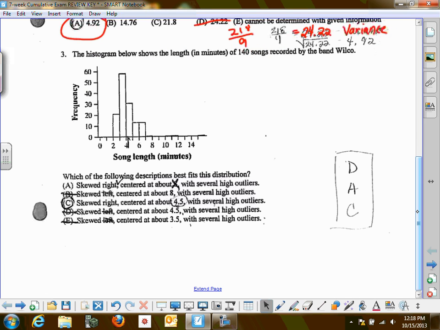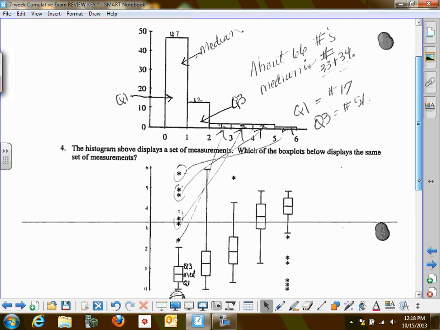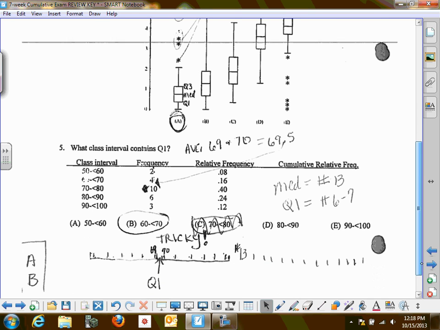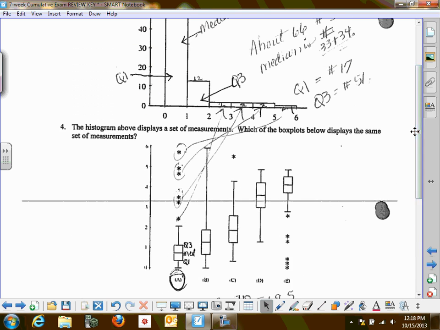Number 3 was C. Skewed right, centered about 4.5. Next, number 4 is A, and 5 was told in the book to be B, but honestly, I think you can make a case for C as well, and I'm going to show you that here in a second, but let's talk about 4 real quickly.